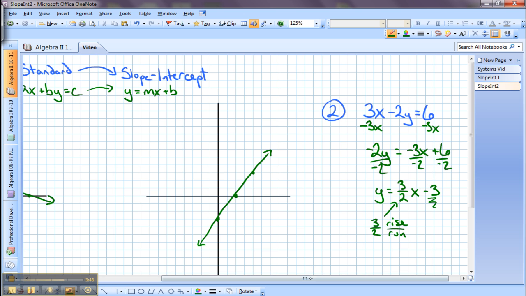So to recap, if the original equation is not in slope-intercept form and you are asked to graph the line of that equation, simply use inverse operations to solve for y, and that will put it in slope-intercept form.